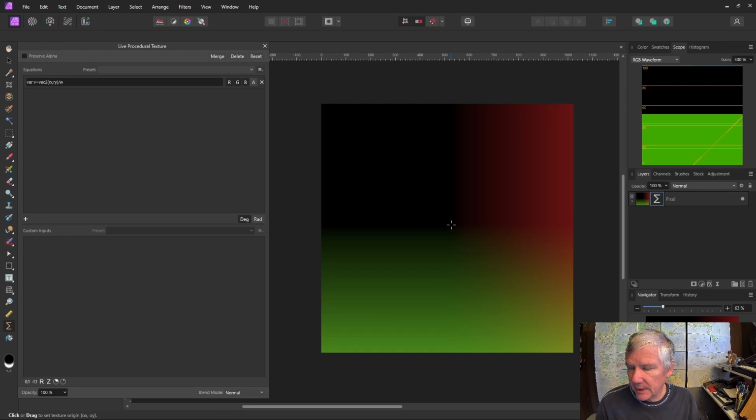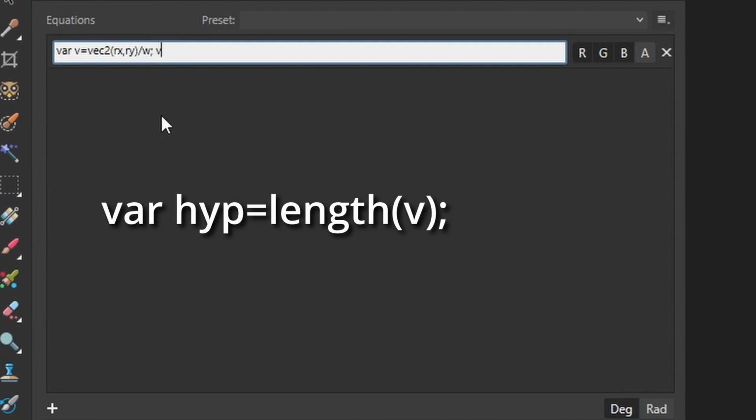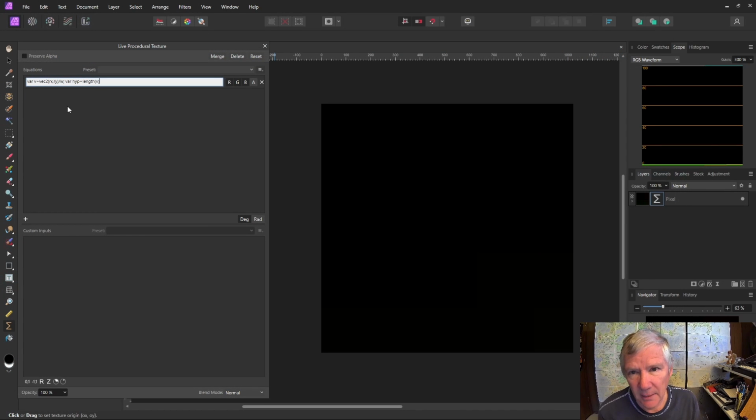So that's a basic coordinate system. Has the origin in the center. Now I'm going to add another variable, and I'm going to call this one hyp for hypotenuse. That's going to equal the length of v. So the hypotenuse in shader programming is just length of the origin vector. That's a good way to think about that.